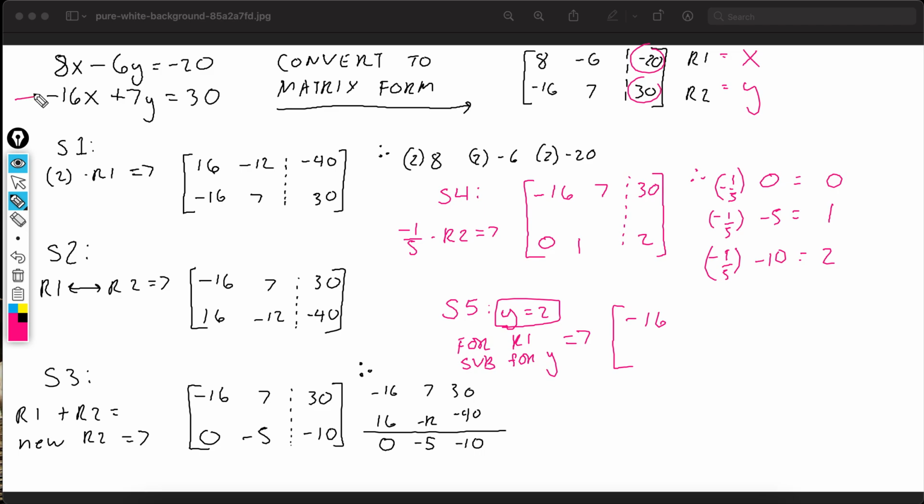So negative 16, because that's negative 16x, I'm referring to this, by the way. I'll put an arrow. Negative 16x, 7y, or 7 times 2, because y equals 2. We figured that out here. It's 14, and 30, close bracket. And in the bottom, 0, 1, 2, because that hasn't changed. So for row 1, substitute for y, which we did. Easy so far, right?